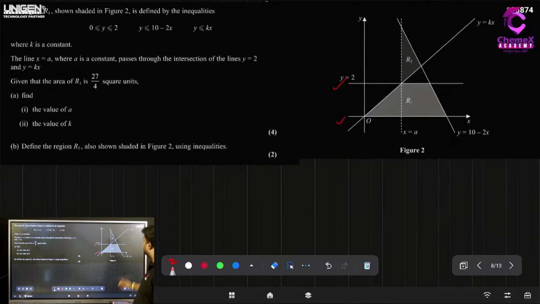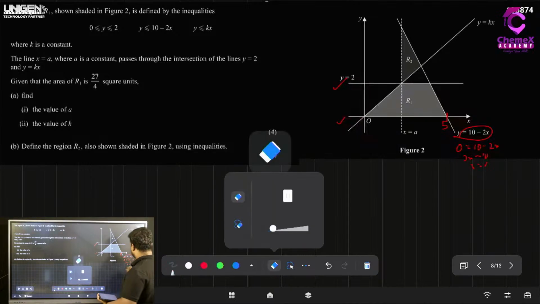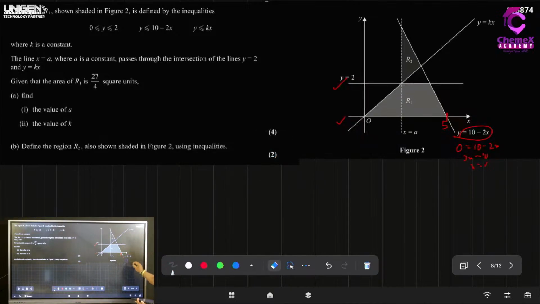So if it is 10 minus 2x, from this line, can you say what is this coordinate? When y is 0, 10 minus 2x, 2x equals 10, x equals 5, right? So this coordinate is 5. Do you understand that or not? If there's anyone who doesn't get it, ask. Okay, that's 5.